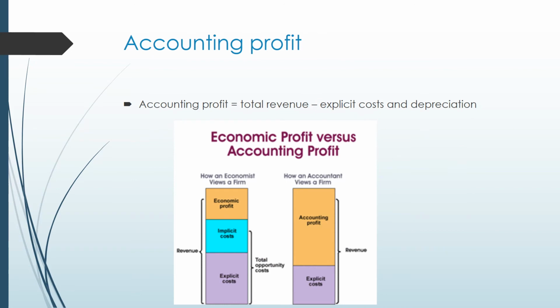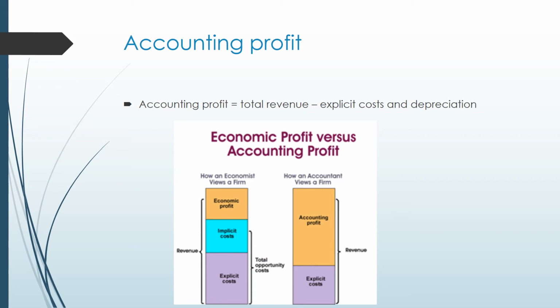All right, with those two things in mind, thinking about explicit and implicit costs, we're going to have two different types of profits: accounting profits and economic profits. Accounting profit, that's what we're used to thinking about. Total revenue minus explicit costs and depreciation. So this is how an accountant would think of things.